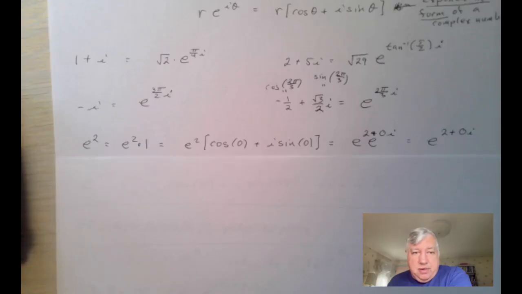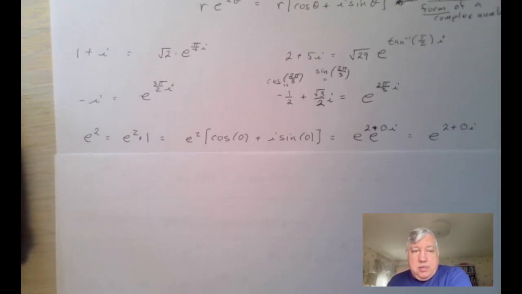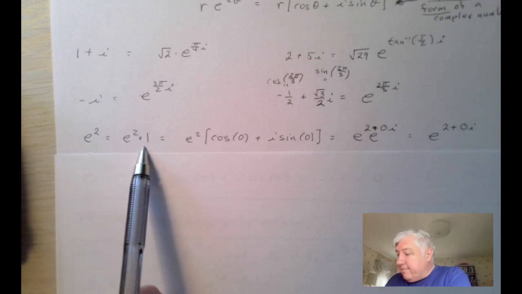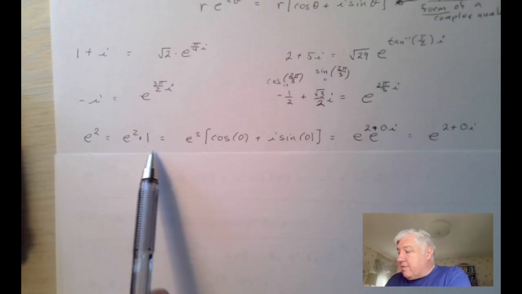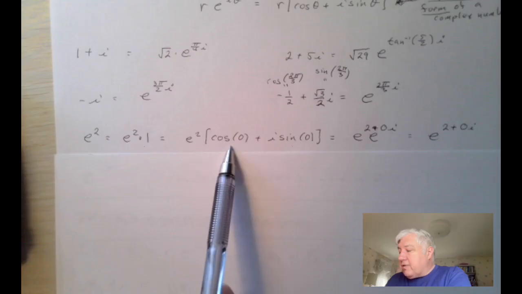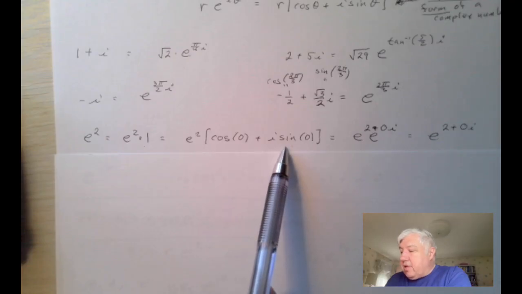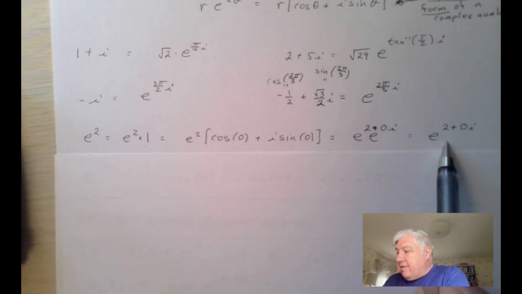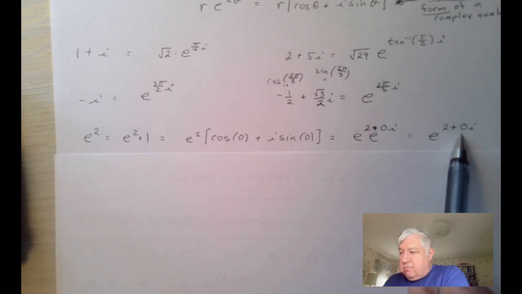Interestingly, e squared, well, it's exactly what you would think it would be. e squared is e squared times 1. And so 1 can be written as 1 plus i times 0. So 1 is cosine of 0, and 0 is the sine of 0. So e squared can be written as e to the 2 times e to the 0i, or you can just write this as e to the 2 plus 0i.